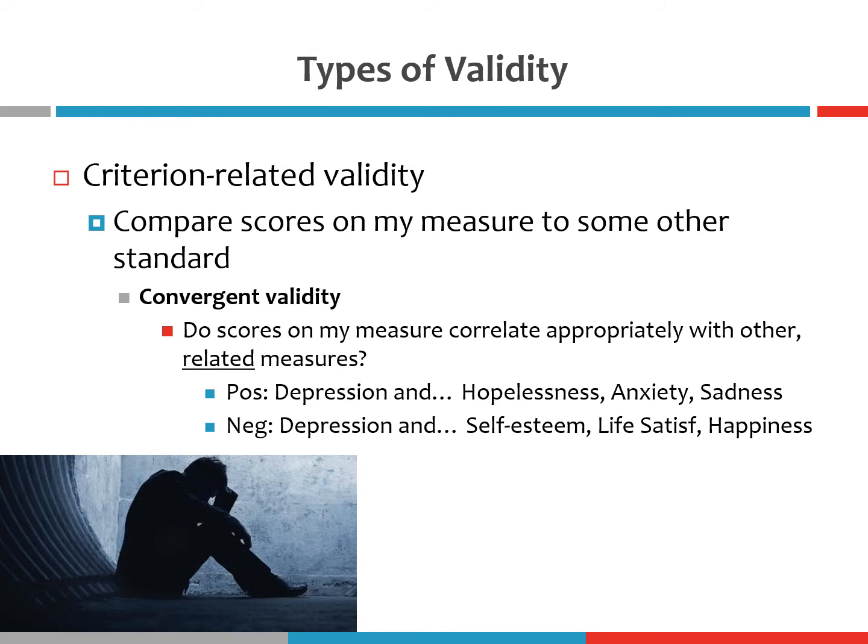We would expect something that's related to depression to positively correlate with our measurement instrument. And we would expect a negative correlation between our depression questionnaire and inverse things, right? So somebody who scores high on a depression scale is likely to have low self-esteem, low life satisfaction, and low happiness scores, right?